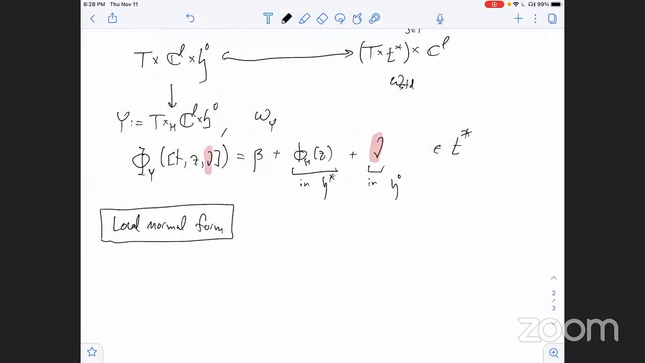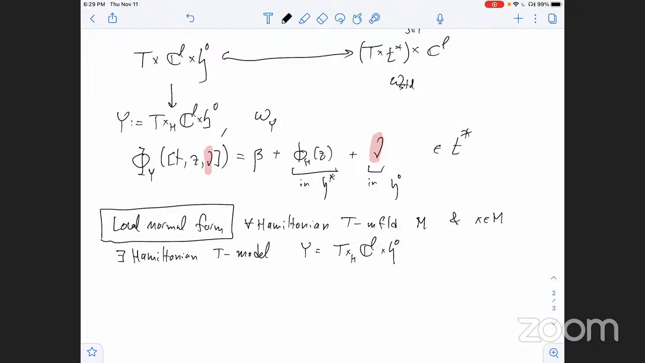So what does the local normal form theorem tell us? It tells us that for every Hamiltonian T manifold and every point in it, there exists a Hamiltonian T model. So basically it gives us local coordinates, such that a neighborhood of the orbit in the given manifold is isomorphic to a neighborhood of the central orbit in the model. And there is such an isomorphism that takes the point to the base point in the model.